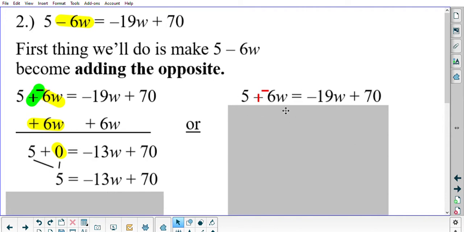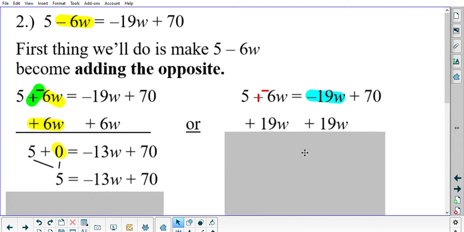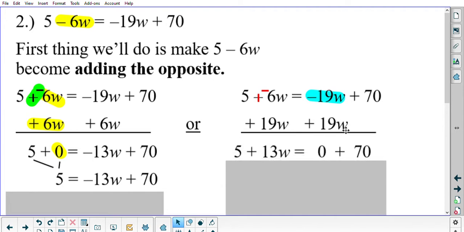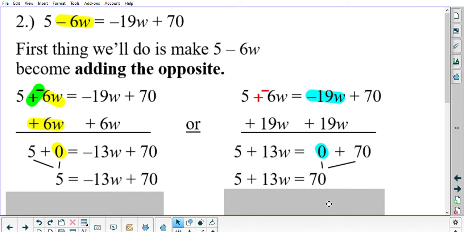Right-hand side, or sorry, not right-hand side. The other way of doing this problem would be to add the opposite of the negative 19w. And so that would be positive 19w, because again, a negative 19 plus a positive 19 would give you 0. Now you would technically get 0w, but as I told you above on number 1, 0 next to a variable means 0 times that variable, which is how you end up just getting 0. And then of course 0 plus 70 is 70.